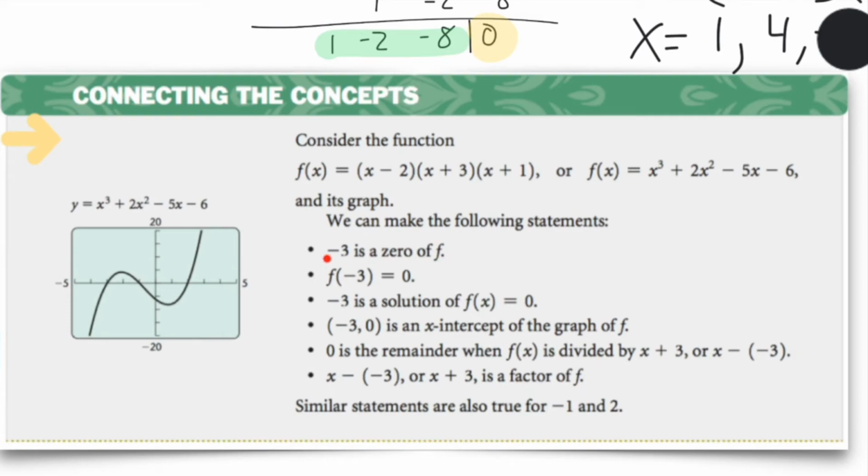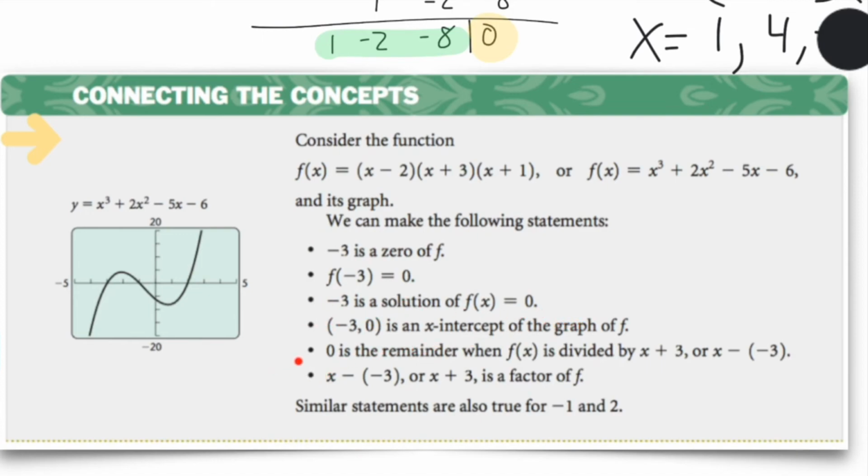Negative 3 is a 0 of f. That's the same thing as saying f of negative 3 is equal to 0. That's the same thing also as saying that negative 3 is a solution of the polynomial equation right here. It's the solution of these equations when you set it equal to 0. Negative 3 comma 0 is an x-intercept of the graph of f. So zeros are the same thing as solutions, the same thing as x-intercepts.